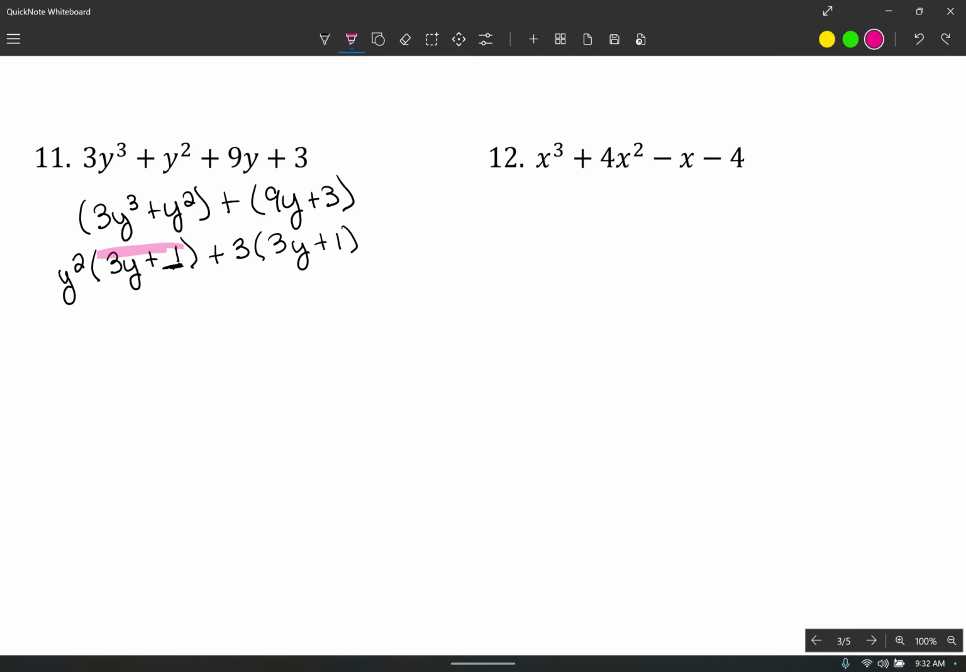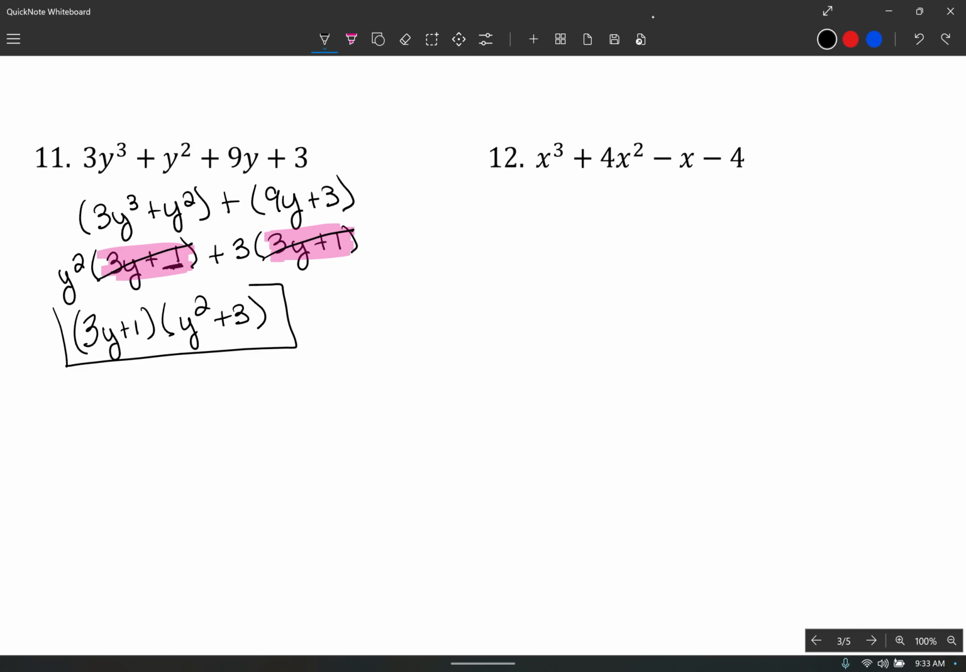And again, we got that 3y plus 1 that is the same in both groups. So 3y plus 1 is what I'm going to factor out of each group. And I'm left with y squared plus 3. And neither of these can be factored further, so that is my final answer.